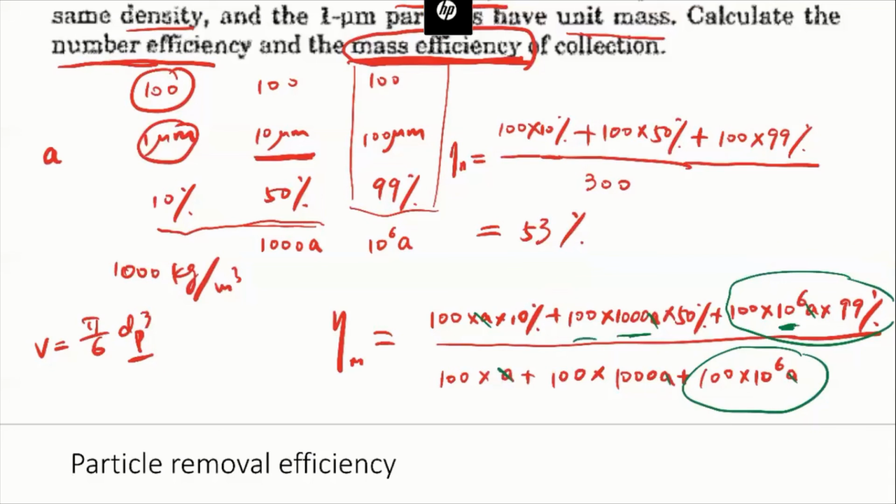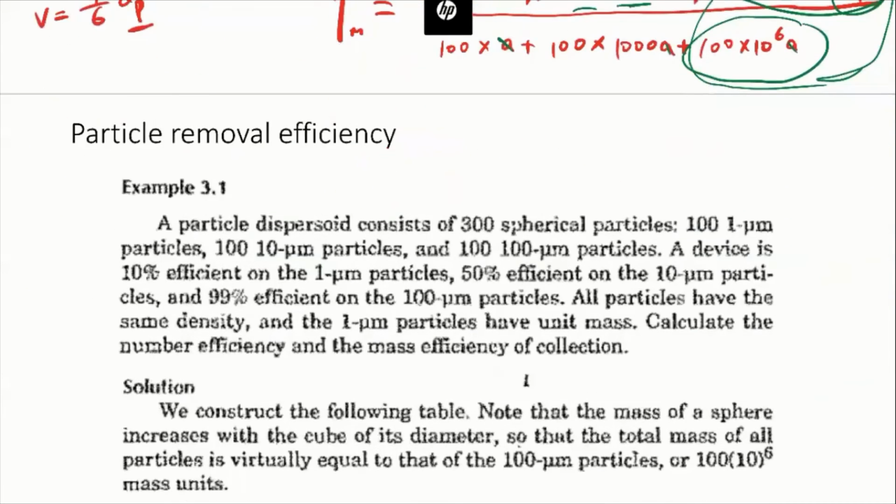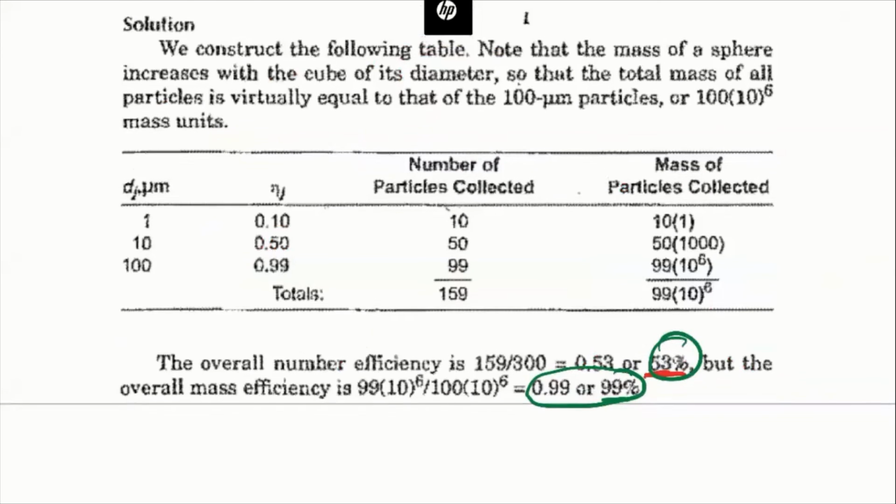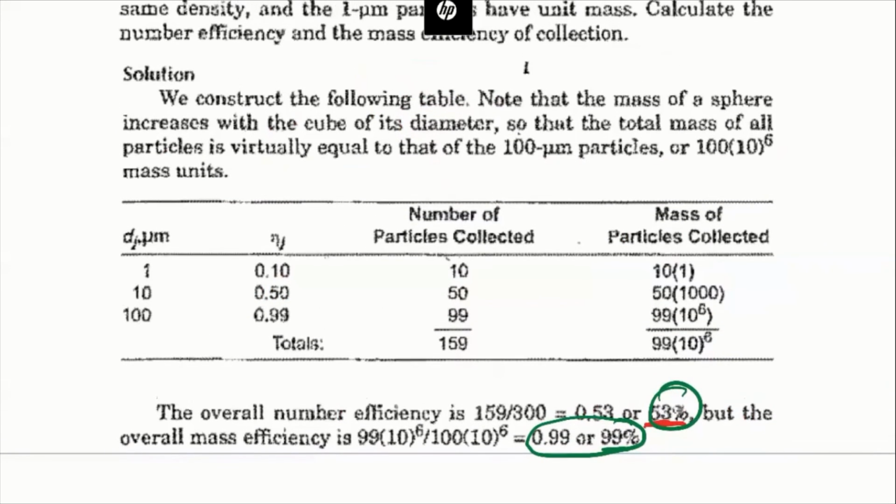Mainly because these numbers are too small. This is 10 to the 6. It's much, much larger than these numbers, right? So finally, if we do the approximation, it's just going to be similar to this value, and we have 99% here. Okay. So now you can see how different it is when we talk about the removal efficiency. If it's number efficiency, then it's 53%. If it's mass efficiency, that's 99%.